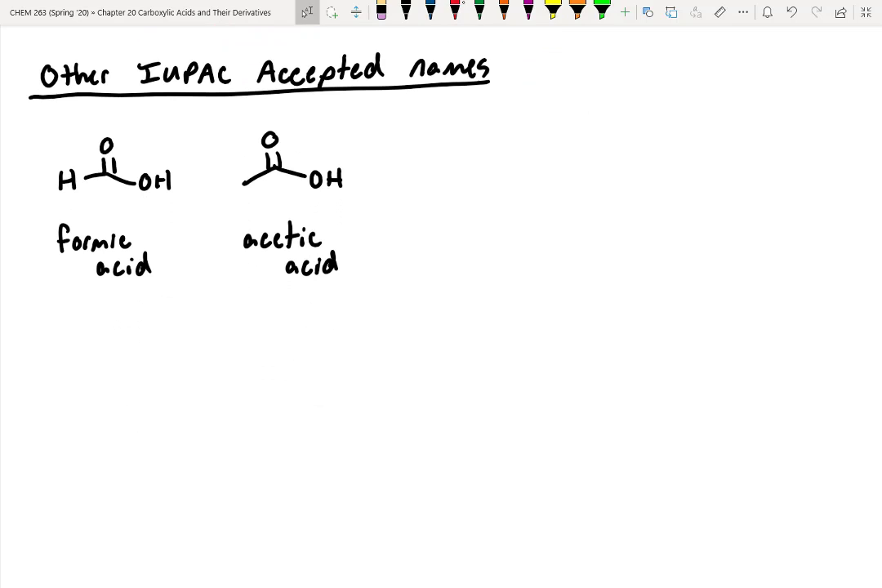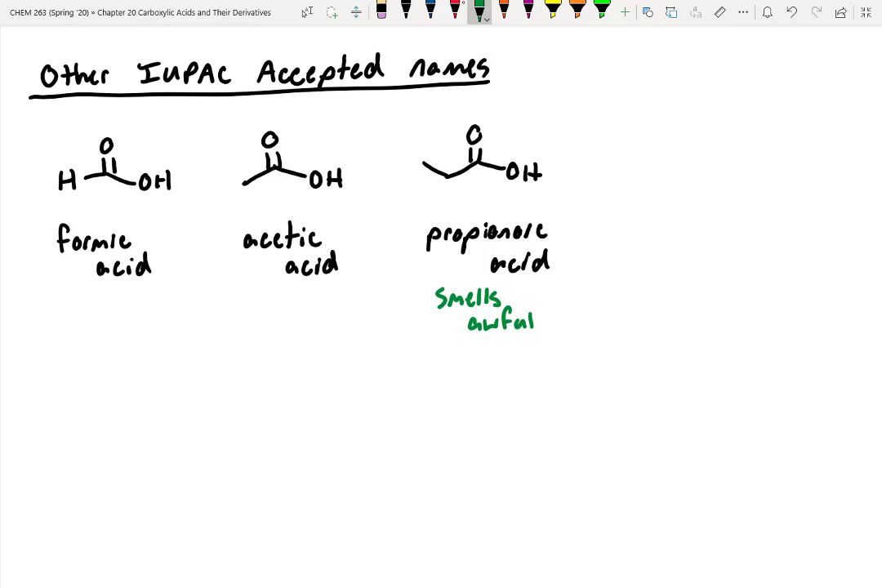All right, we can keep on going. The next one is propionic acid. People don't usually call it propanoic acid because it just kind of sounds funny. This is one that smells really bad. It smells awful. Somebody once described it like the worst BO on the planet. And BO is body odor, excuse me.